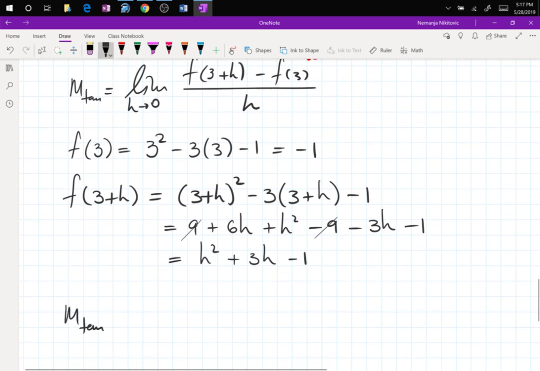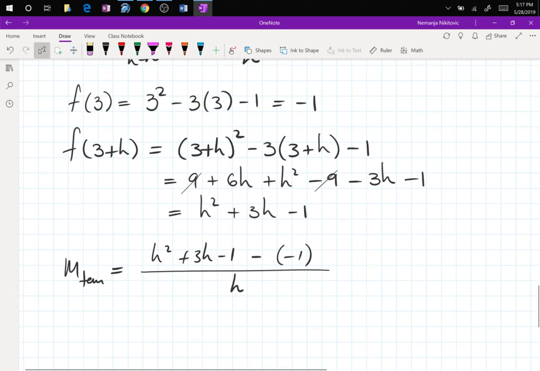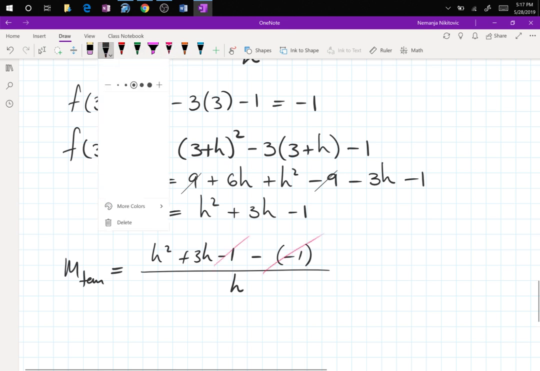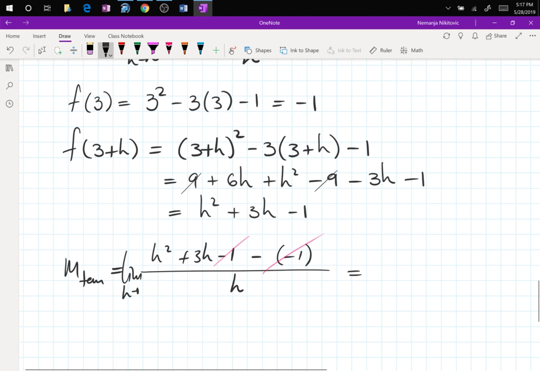We have all of the ingredients, so now we plug everything in. F of 3 plus h is h squared plus 3h minus 1. Minus f of 3 is negative 1 divided by h. Well, now these 1's cancel. And we see that we can... Oh, I forgot the limit. Holy nightmare. That's minus 1 for me. Each limit you drop in a problem is minus 1. So I just lost the point.